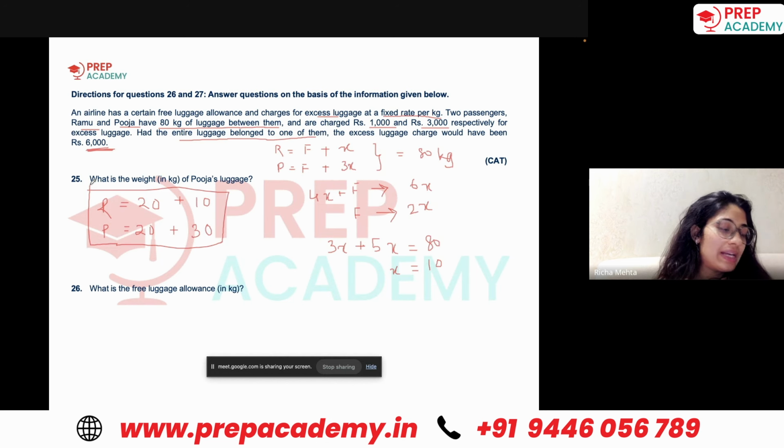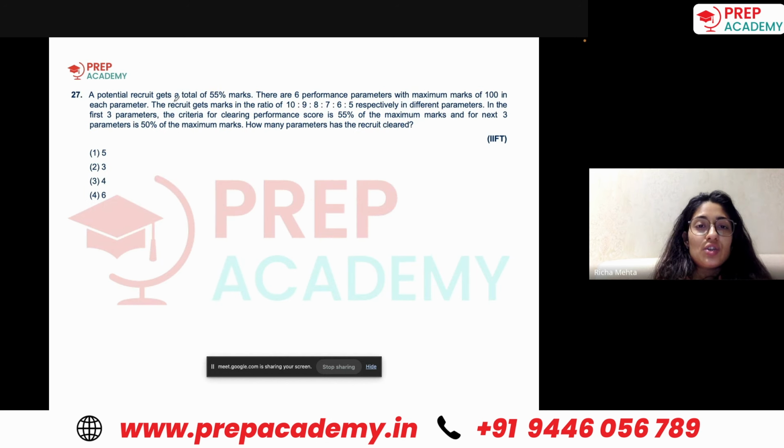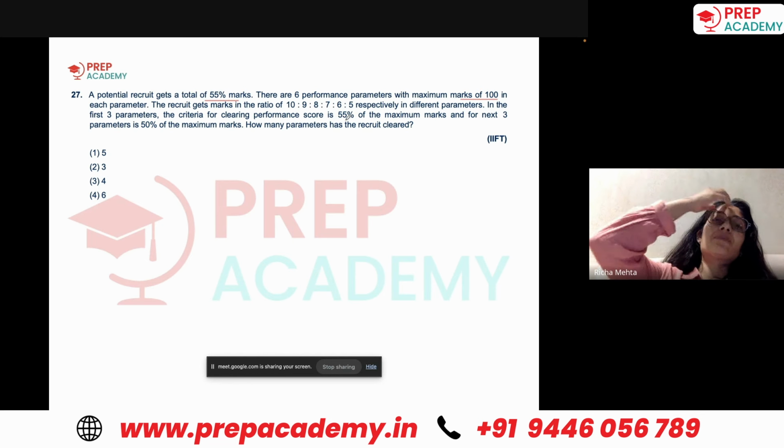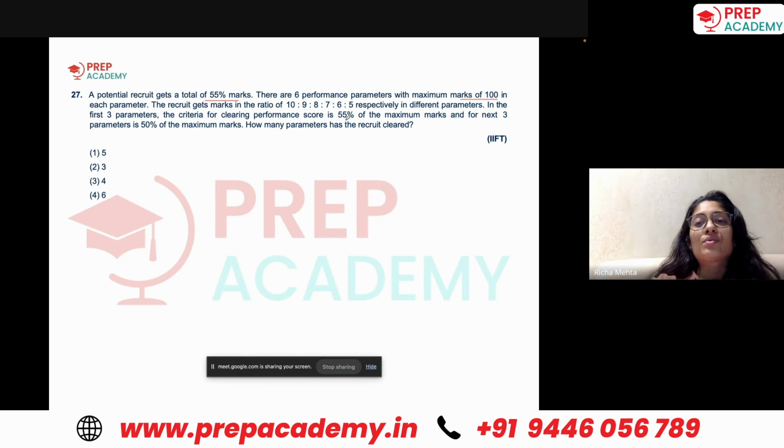Then let's move to the 28th question. A potential recruit gets a total of 55% marks. There are 6 performance parameters with maximum marks of 100 in each parameter. The recruit gets marks in the ratio of 10 is to 9 is to 8 is to 7 is to 6 is to 5 respectively in different parameters. In the first 3 parameters, the criteria for clearing performance score is 55% and for the next three parameters is 50%. How many parameters has the recruit cleared?